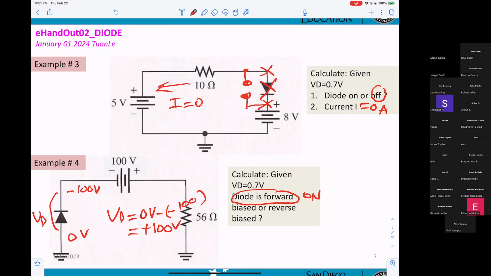Anytime the voltage at the anode is higher than the voltage at the cathode by 0.7 volt, then the diode will be on.